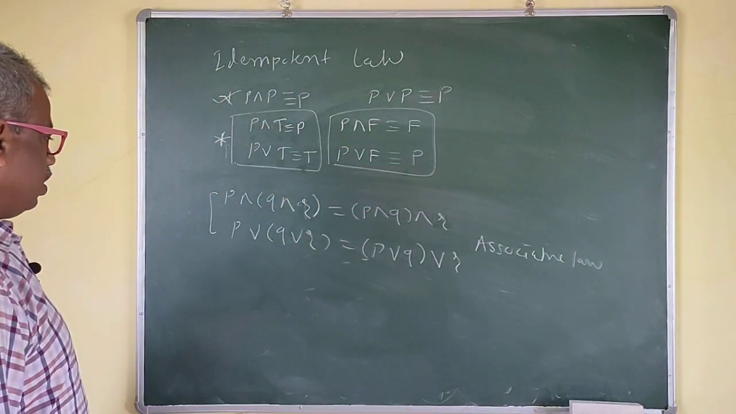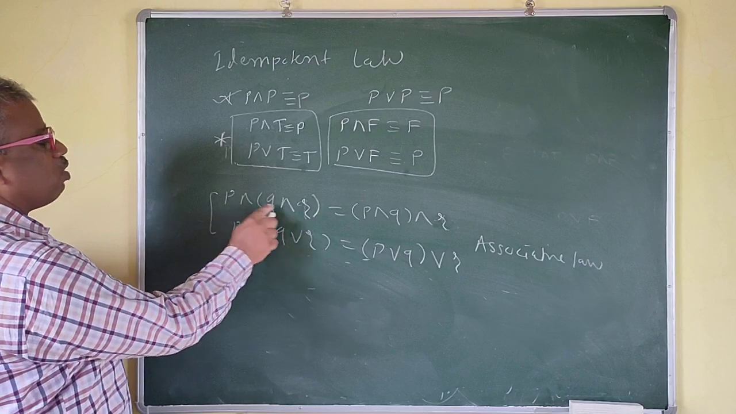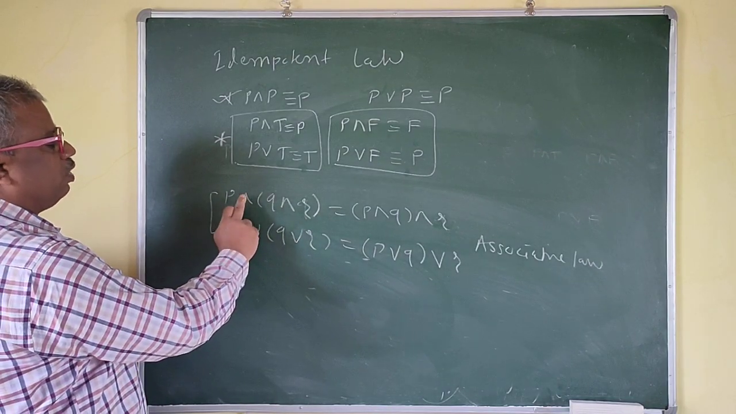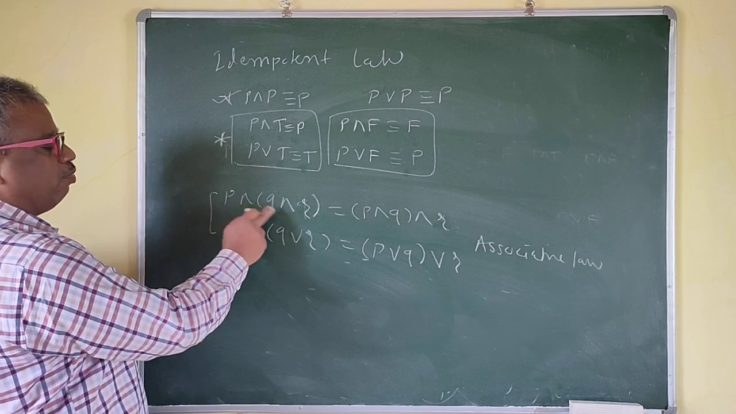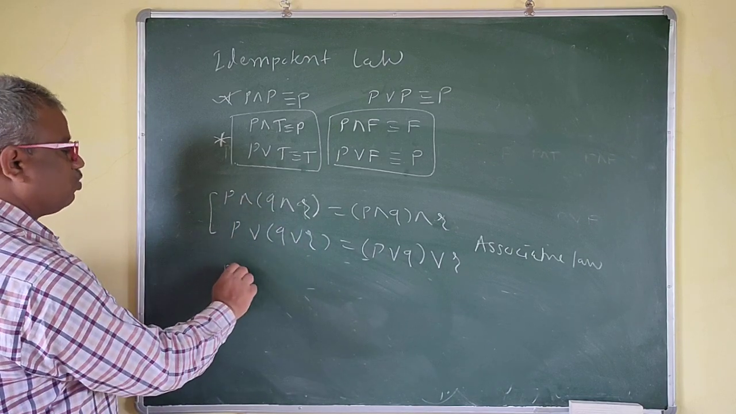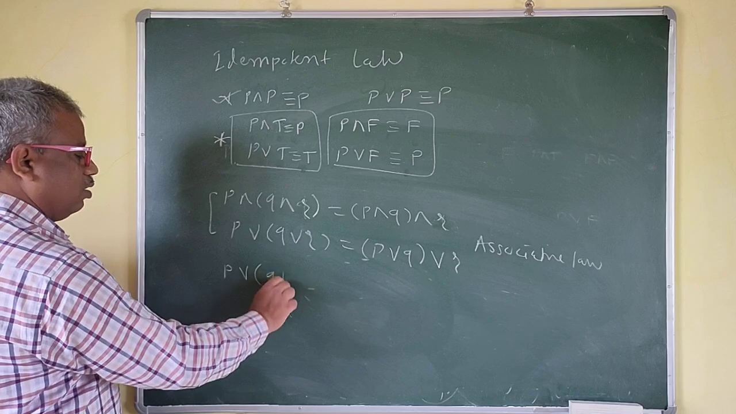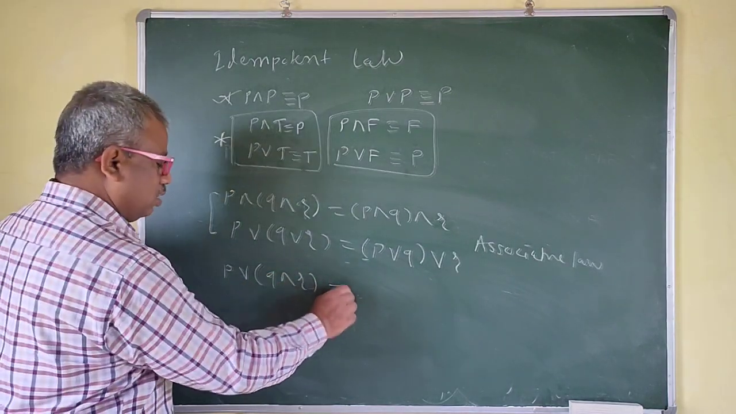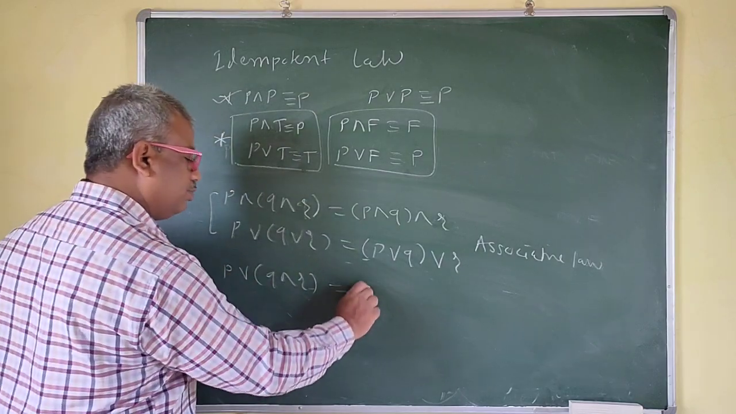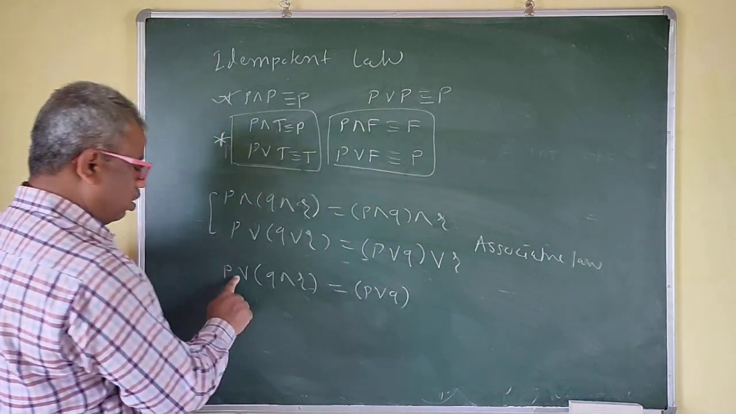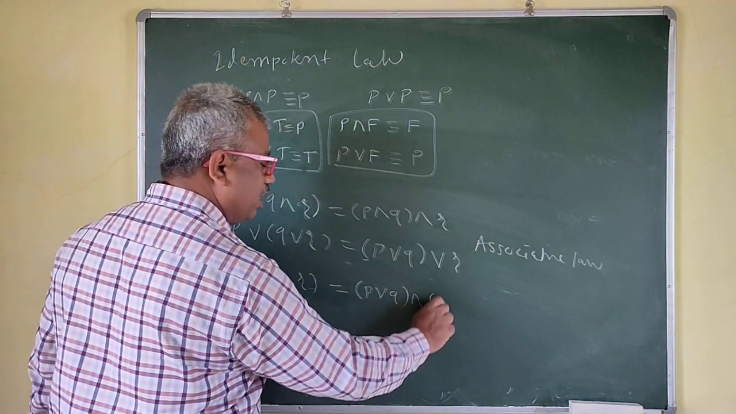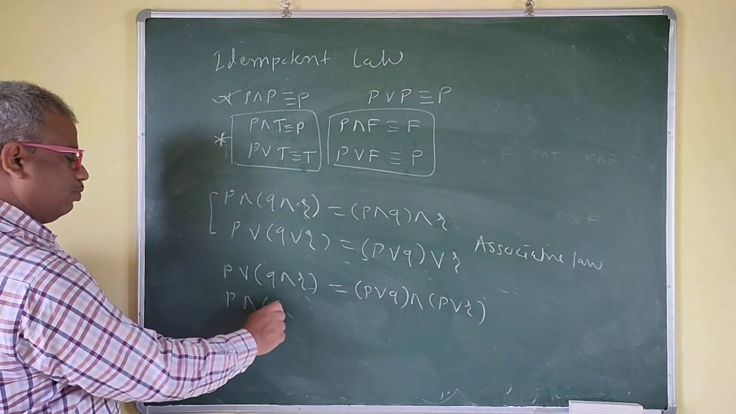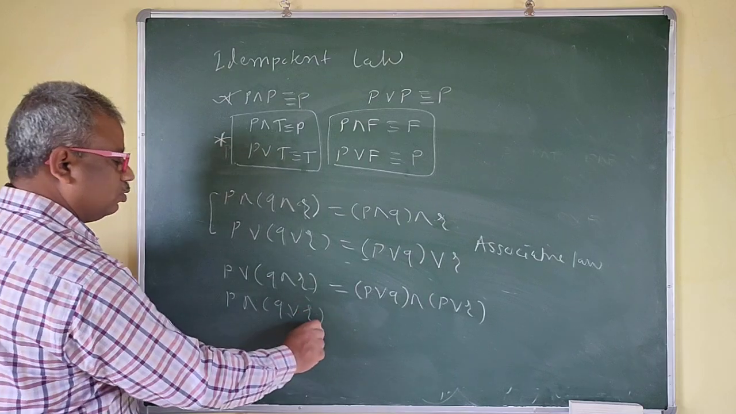Okay. Now distributive law means what? Here both are and. Here both are or. So we'll change the and to or. So we'll write this as P or (Q and R), and this will be the distributive law: (P or Q) and (P or R). Then we'll write this now. This is also distributive law.